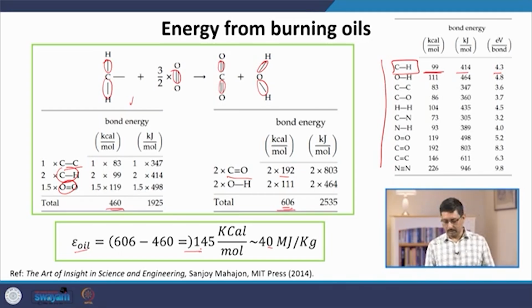We are going to convert that into joule, so we go from calorie to joule. 1 calorie is approximately 4.2 joule, and using that we do the conversion and round it off to some round numbers. We get that the energy is about 40 megajoule per kilogram, which means if we follow just this one simple reaction, then if we burn 1 kg of oil, it is going to release about 40 megajoule of energy. Megajoule is 10 to the power 6 joule.